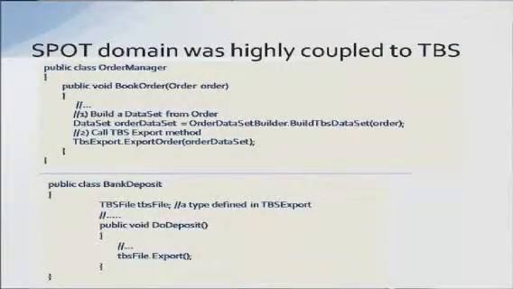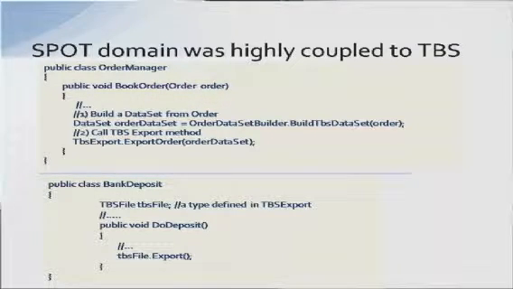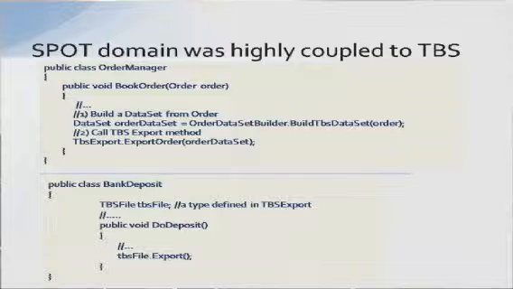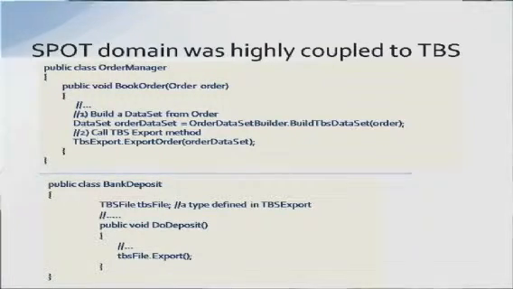You have seen the first example earlier. It's about how the Spot domain layer sends the Spot order object into the TPS system. You will notice that the Spot domain, in this case the book order method, knows a great deal about TPS Export. It knows how to communicate with TPS Export, when to call TPS Export, and what to send to TPS Export. It's also responsible for initiating all the TPS Export operations and pushing the information from the Spot domain into TPS.